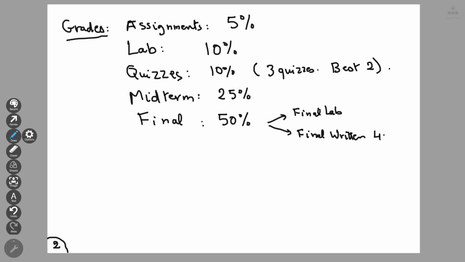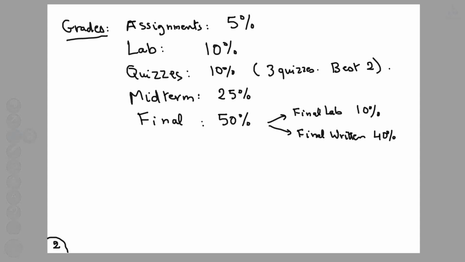The final written exam is 40%, which is a very big grade. And the final lab is 10%. If for some reason we don't do the final lab, then the final written will be the whole 50%. Okay? But I have not decided yet.